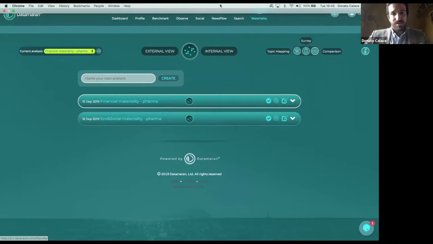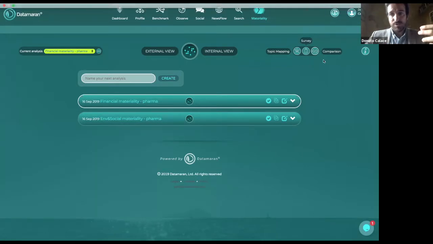So as you can see, this is the getting started page of the materiality application. And for the purpose of this demo, I actually built 2 materiality scenarios that are based on the pharma industry. So the first is financial materiality, and the second is environmental and social materiality for the pharma industry. Of course, the key insights of having the 2 perspectives built in is to compare the 2 perspectives and see what we can learn by comparing the 2 perspectives. And we have a comparison functionality that allows us to do that.